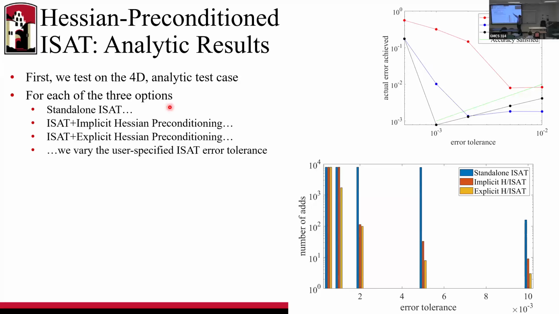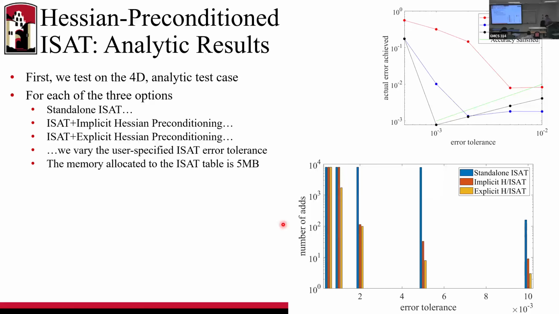So here in these simulations, the different abscissa values are going to be different values that we have specified for the user-specified error tolerance. So here the simulation goes from rough, to finer, to even finer. And here on the top we have the overall error that ISAT achieves. On the bottom, we have the number of ellipsoids that have been added to the ISAT table. So in both cases, we want to be as low as possible.